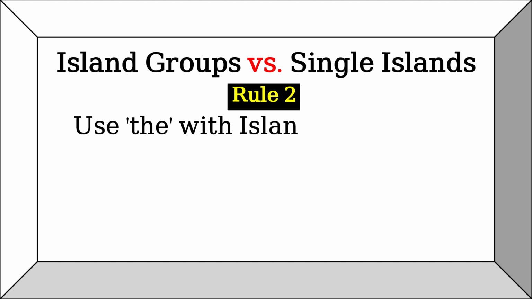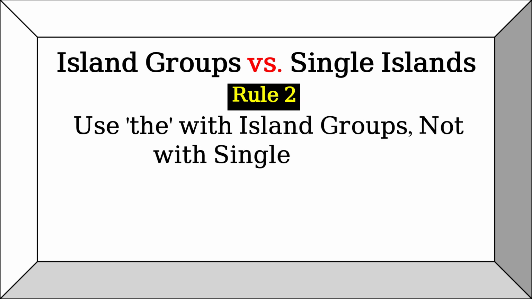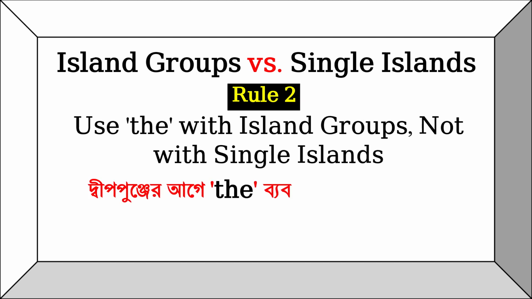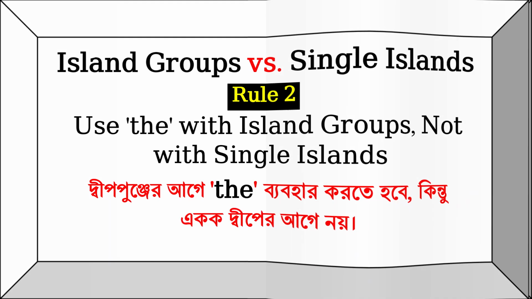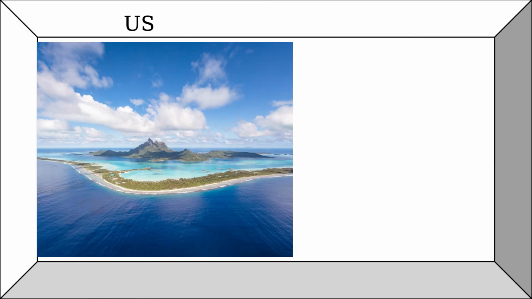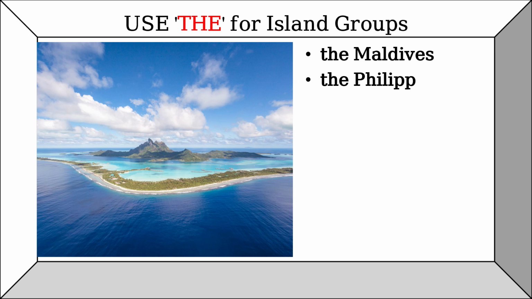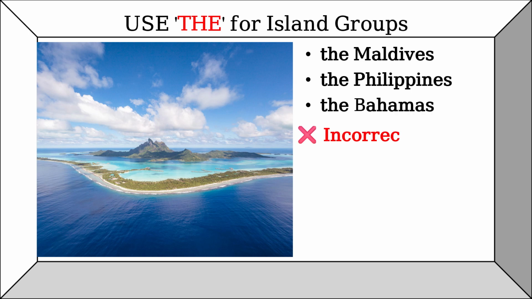Rule 2. Use "the" with island groups, not with single islands. দ্বীপপুঞ্জের আগে ডি ব্যবহার করতে হবে, কিন্তু একক দ্বীপের আগে নয়। So use "the" for island groups. For examples, the Maldives, the Philippines, the Bahamas.